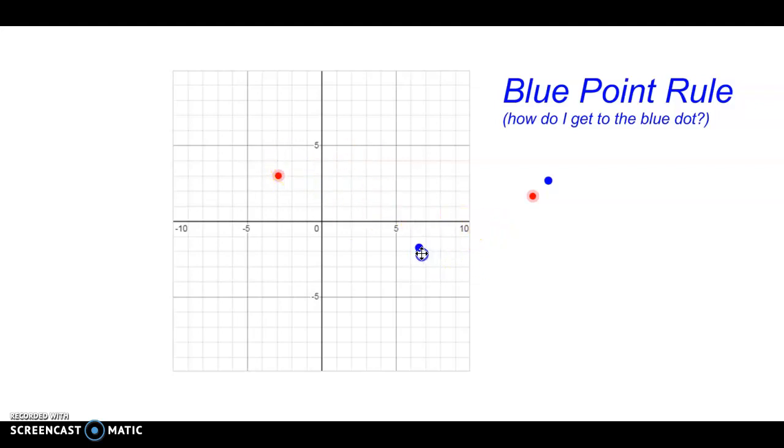Well, what if the blue dot were over here? Now where's the red dot? And so you're seeing this pattern that's going on. You go, oh, I know where it is. It would be here. And the final point is, can you put words to this? Can you make a rule that describes how do I get to the blue dot?